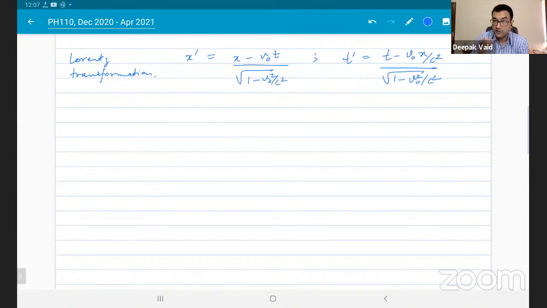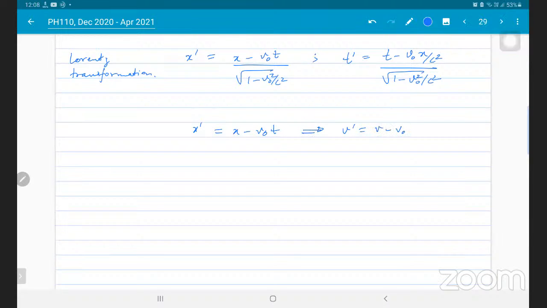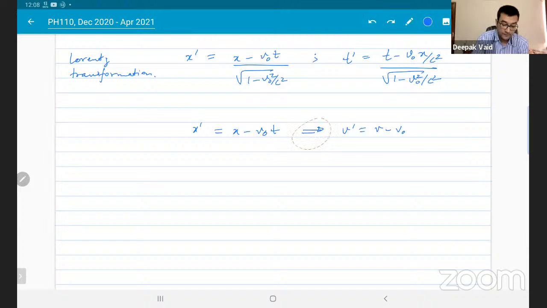And when you do it according to this dictionary, what will happen? You remember we derived the velocity addition law. How did we derive it? We derived it from the Galilean transformation, right? We took the Galilean transformation and we took the time derivative of the Galilean transformation, right? So we took x prime is equal to x minus v naught t. We took the time derivative of both sides. That means v prime is equal to v minus v naught, right? This is the velocity addition or subtraction or whatever you want to call it.